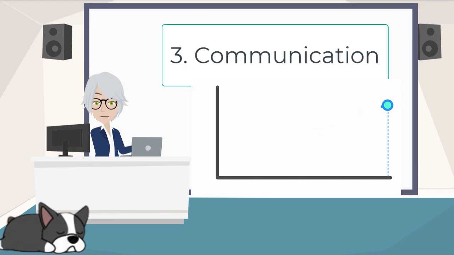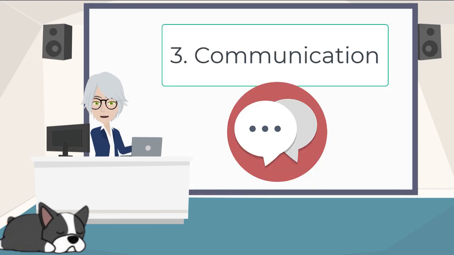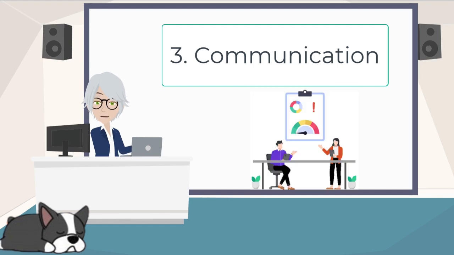And three, a communications tool. Graphs make it easier for teachers, parents, and other specialists to understand student progress without needing to interpret raw data. For example, at an IEP meeting, when I've got a teacher presenting a graph showing the student's increased compliance over time, it's easy for everyone to understand.